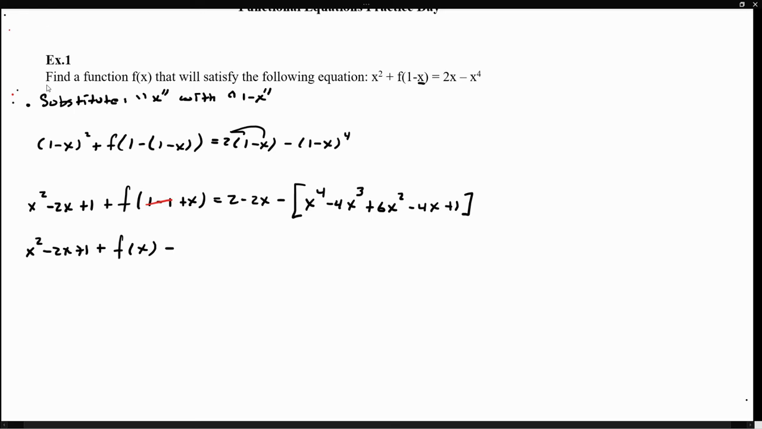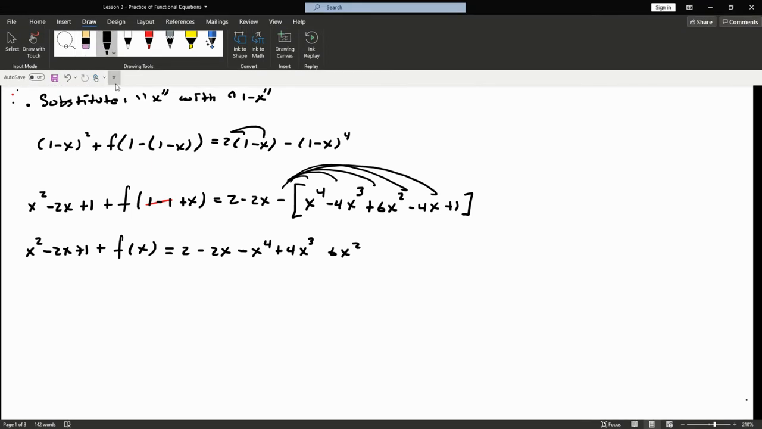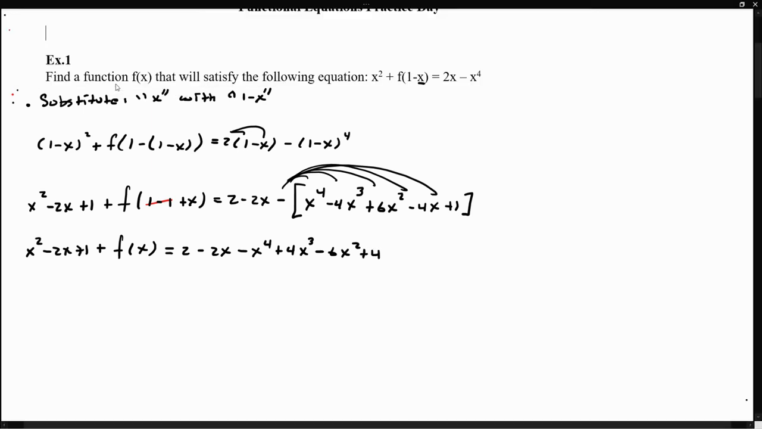Well, let's continue simplifying all this. 2 minus 2x. Now this big negative is going to get distributed to every single one of them. So all that's going to happen is we're just going to change the sign. So now it becomes negative x to the fourth plus 4x cubed plus 6x squared. Oops, sorry. If we're changing signs, that should be a negative. So minus 6x plus 4x minus 1.